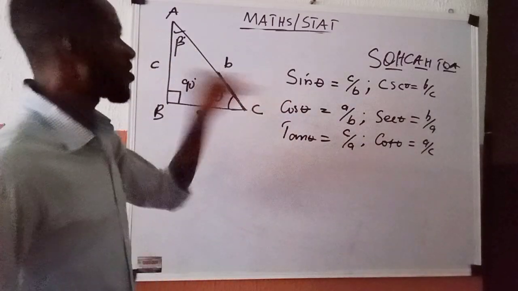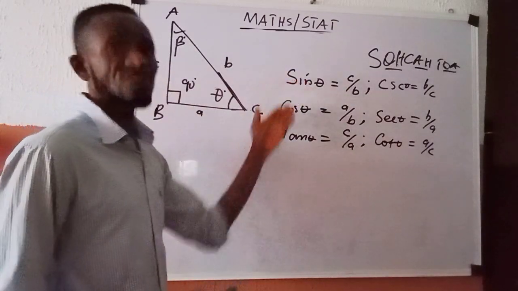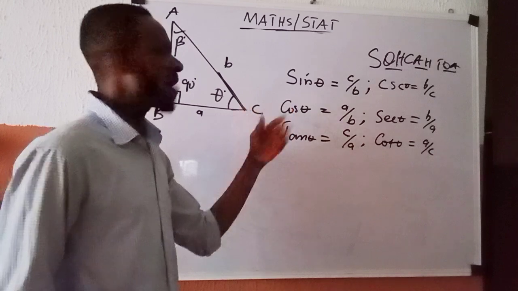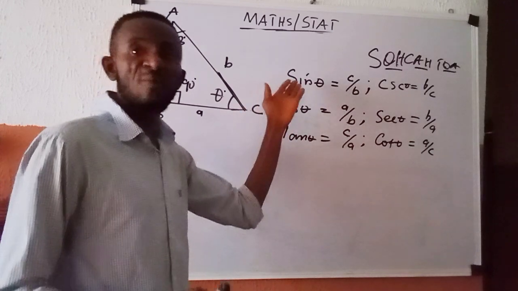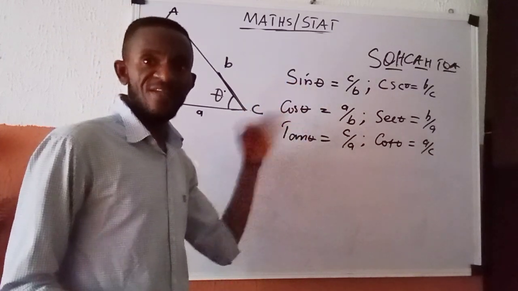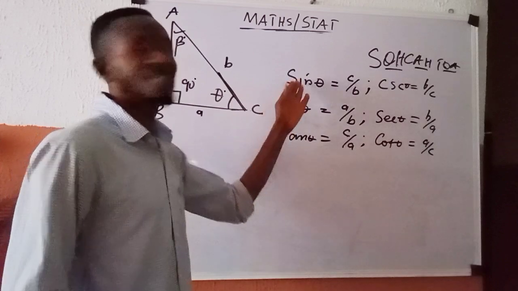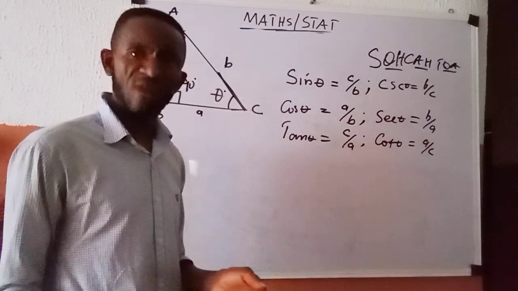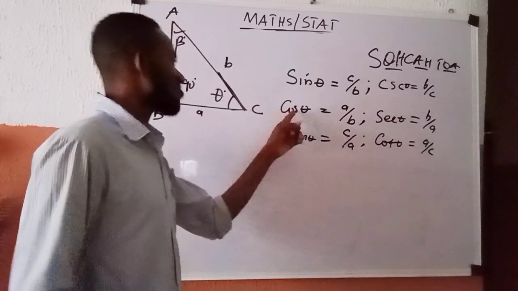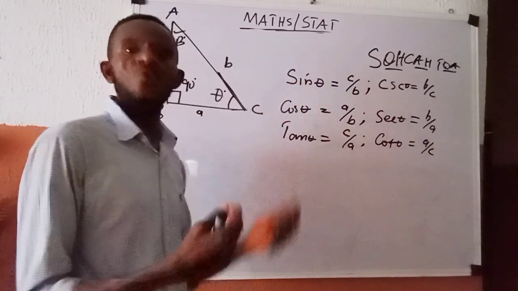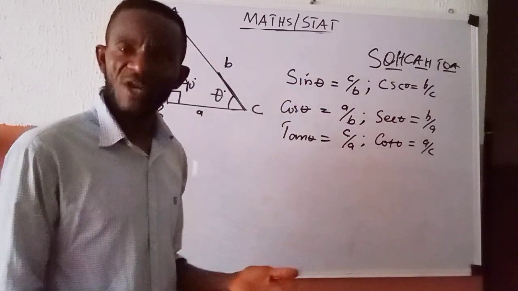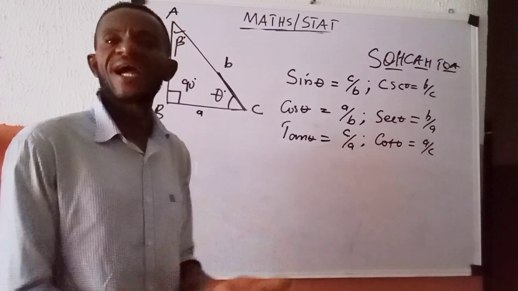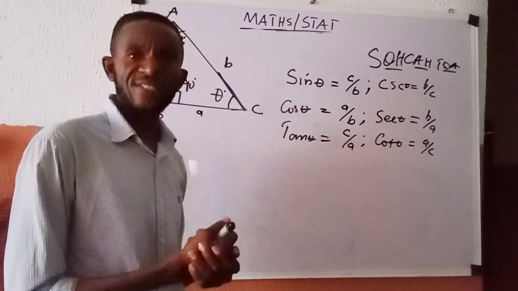I want us to look at what exists when we divide one basic trigonometric function by the other. That is, when I say sin theta divided by cos theta, what do I get? What does it look like? When I say cos theta divided by sin theta, what do I get? What does it look like? Is it something that can help us? That's what we want to look at now.